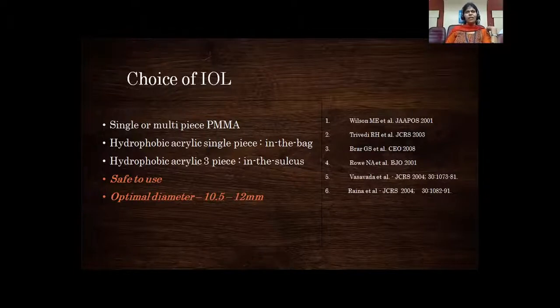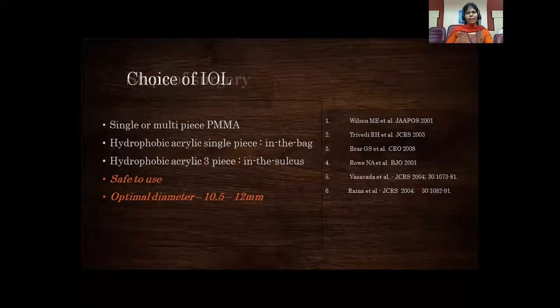Now what is the choice of the IOL? Previously, when we started, single or multi-piece PMMA lenses, polymethyl methacrylate rigid lenses, were used, but now they are totally replaced in children by hydrophobic acrylic single piece IOL if it is in the bag, and acrylic 3-piece IOL if it is in the sulcus. The prime importance should be that it is safe to use, and it should be once and for all, for the long term, and the optical diameter should be at least 10.5 to 12 millimeters. That is the aim when we choose the IOL in children.